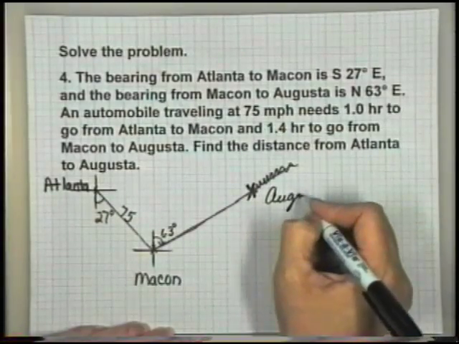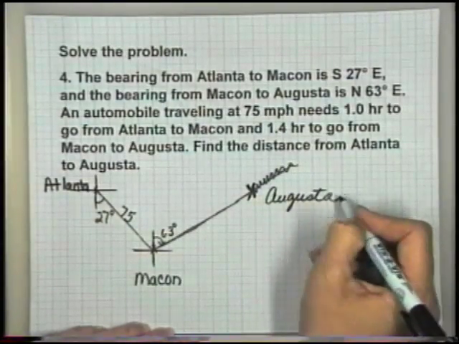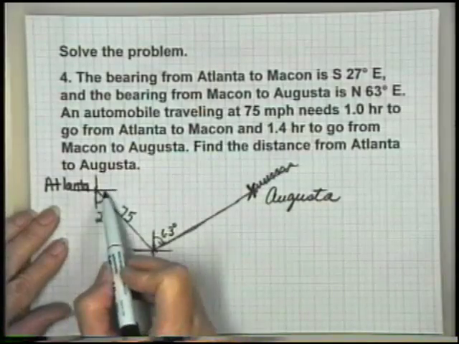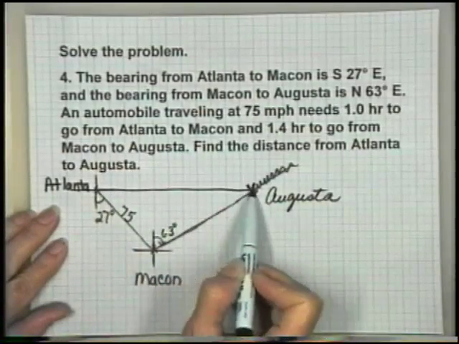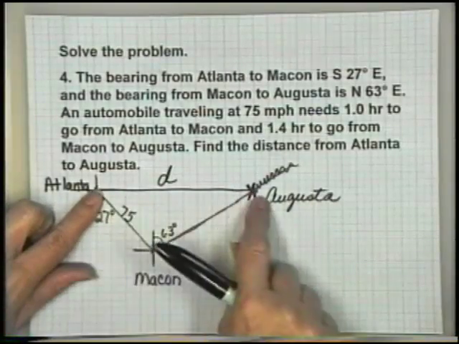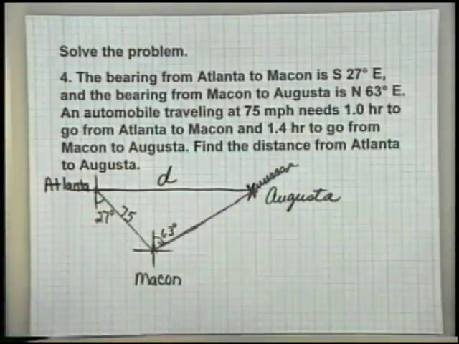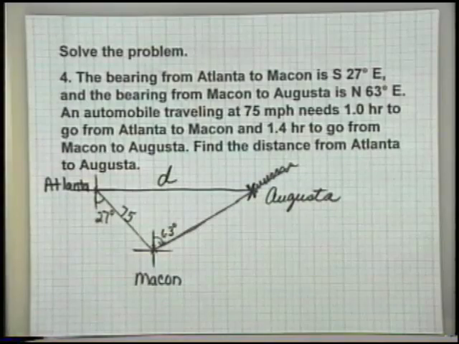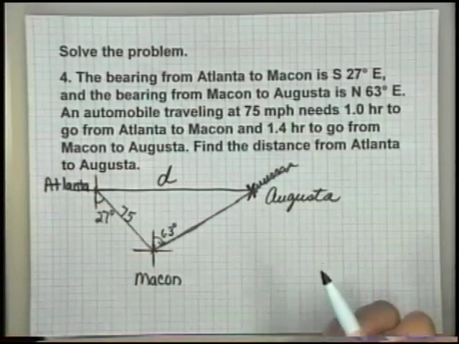So I'm going to mark this as my Augusta, and it says find the distance from Atlanta to Augusta, and that would be that distance. And it just happens that that's straight across there. It doesn't have to be. I didn't try to draw it that way. It just worked out in my sketch.